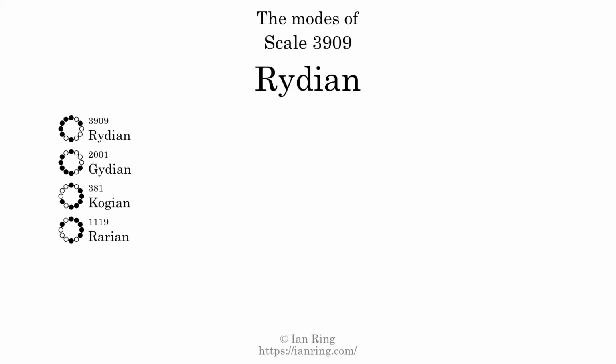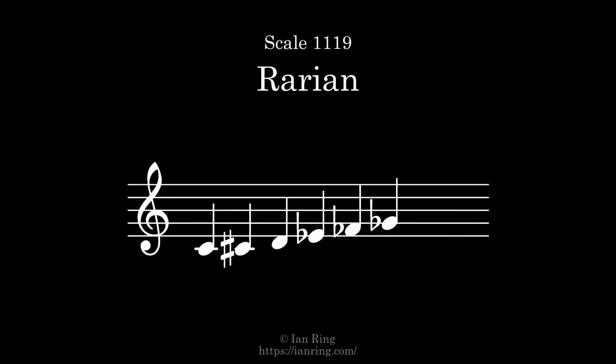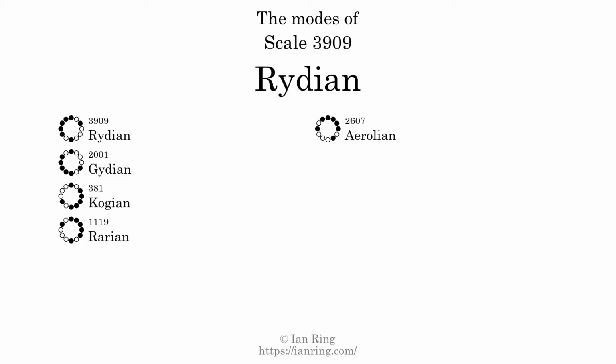The fourth mode is scale 1119, also known as Rydian. It sounds like this. The fifth mode is scale 2607, also known as Rydian. It sounds like this.